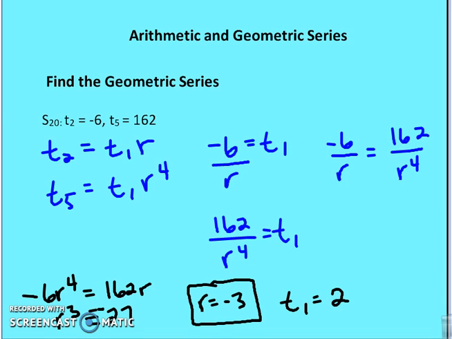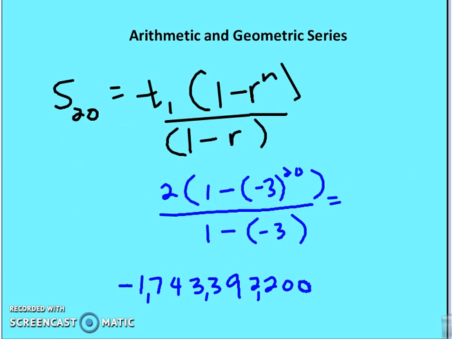So now we have everything that we need in order to write in the values for our geometric series. S sub 20 is equal to t sub 1 times (1 minus r to the 20th) over (1 minus r). So 2 times (1 minus negative 3 to the 20th) over (1 minus negative 3). In this problem, you also have to remember your order of operations. You can see that the numerator ends up being a negative value, and the denominator ends up being a positive value. So the overall sum is going to be negative.